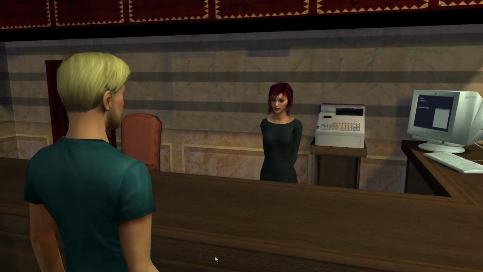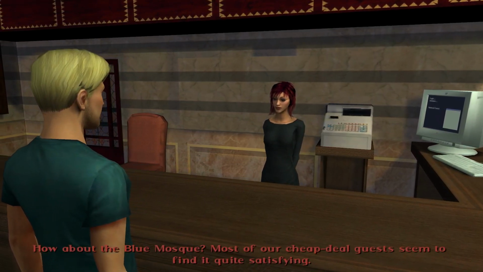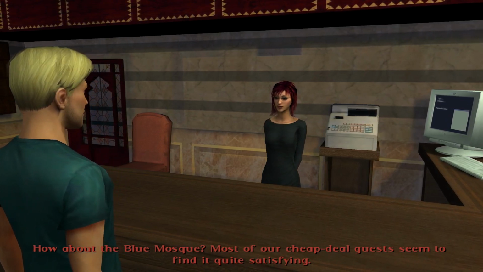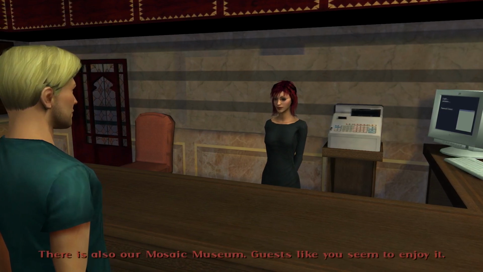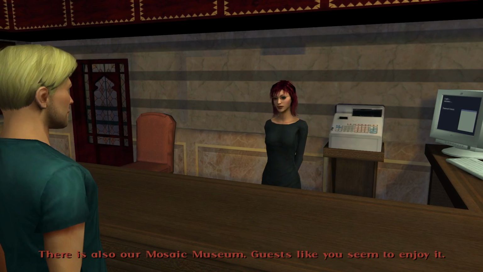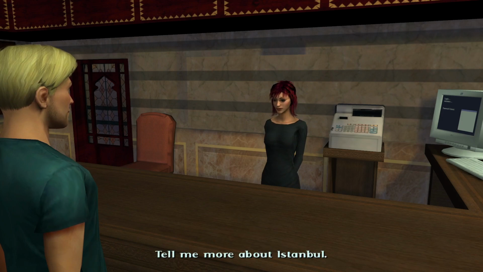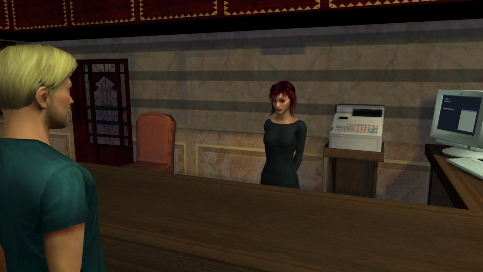Tourist sites. What sites can you recommend? How about the Blue Mosque? Most of our cheap deal guests seem to find it quite satisfying. Hey, it's a bit rude. Anything else of interest? There is also our Mosaic Museum. Guests like you seem to enjoy it. What does that mean? Tell me more about Istanbul. Do have a look at our map to see which sites could interest you. Ah, there's a map. Okay, cool.